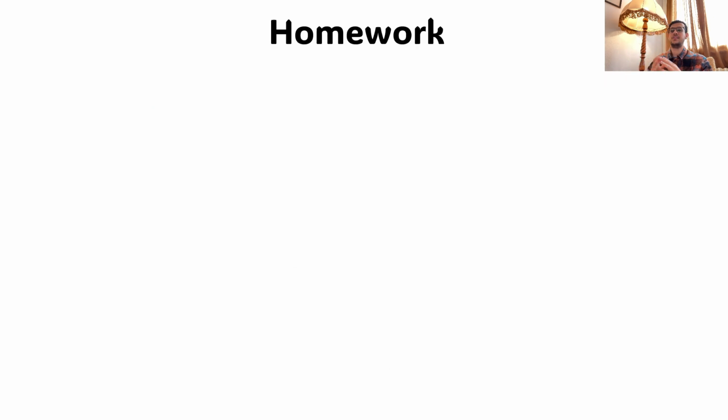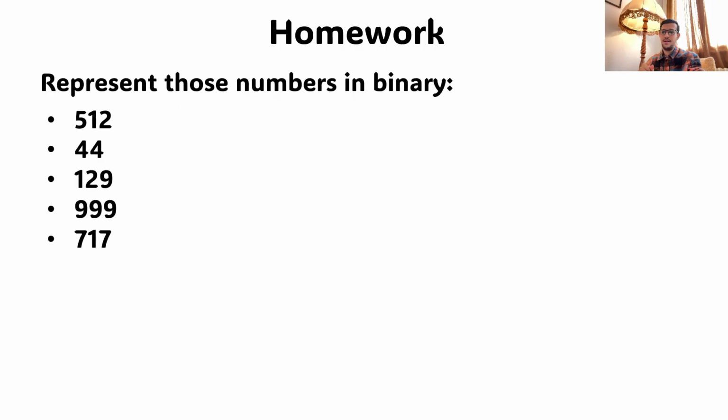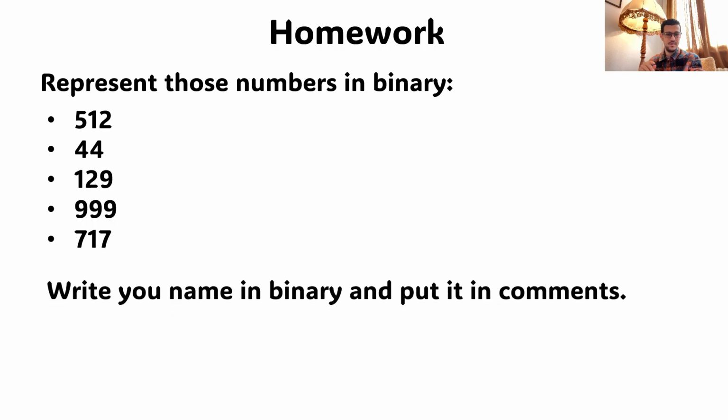So now we have a small homework for you, and I want you to write it down below in the comments. Represent these numbers in binary: 512, 44, 129, 999, 717, and also write your name, first name or last name, whatever you want, or your lover's name, or our channel name in the binary system, and put it down below in the comments. I will check it out.